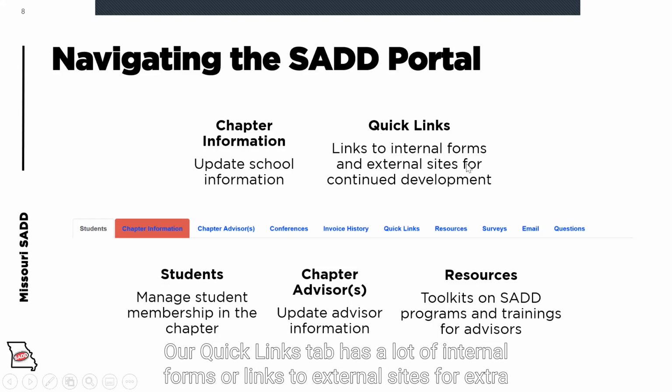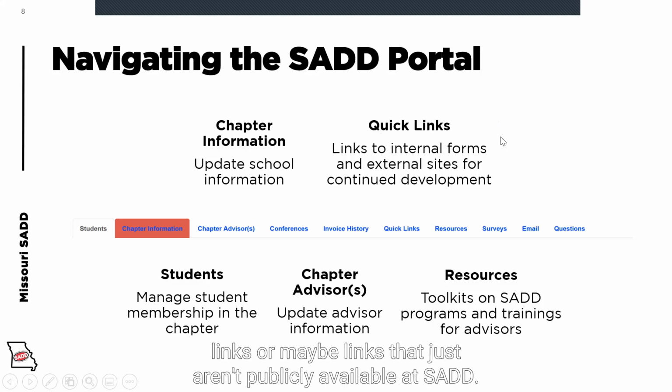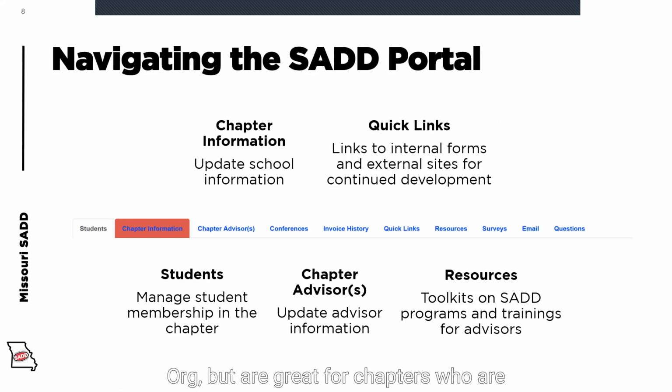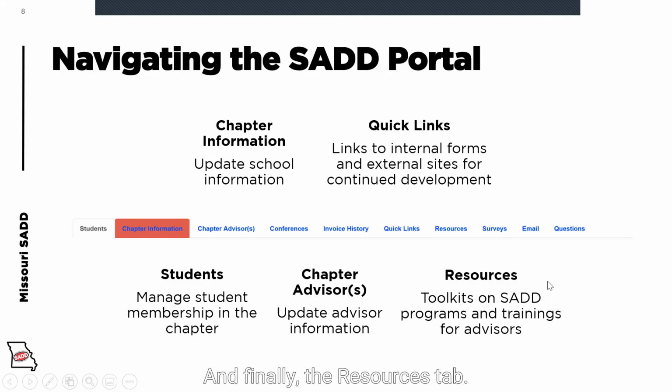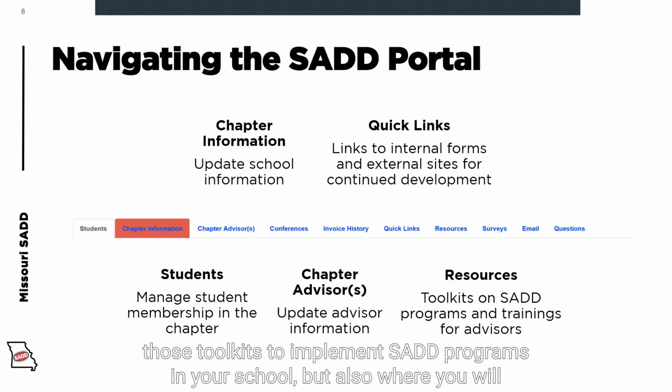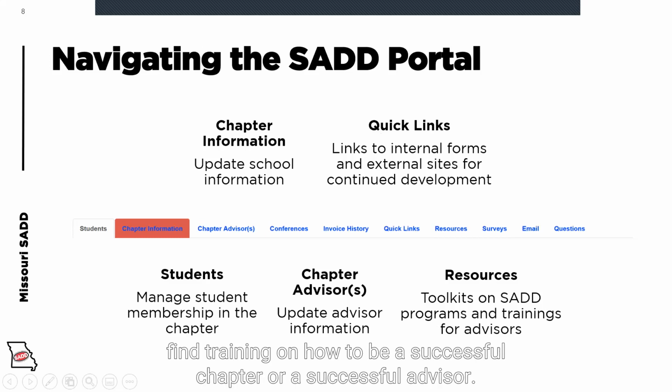Our quick links tab has a lot of internal forms or links to external sites for extra resources to continue your program development. This is where you might find scholarship links or maybe links that just aren't publicly available at sadd.org, but are great for chapters who are trying to develop any programs in their school or community. And finally, the resources tab. This is where you're going to find all those toolkits to implement SADD programs in your school, but also where you will find training on how to be a successful chapter or a successful advisor.